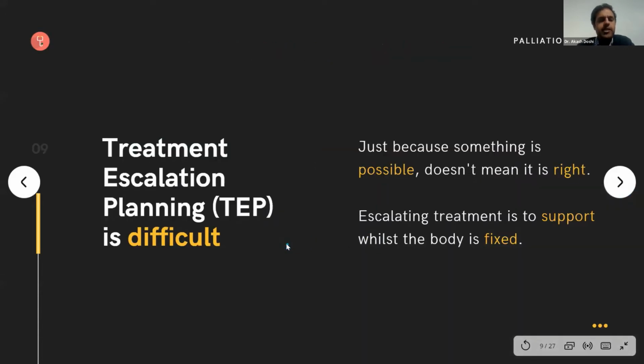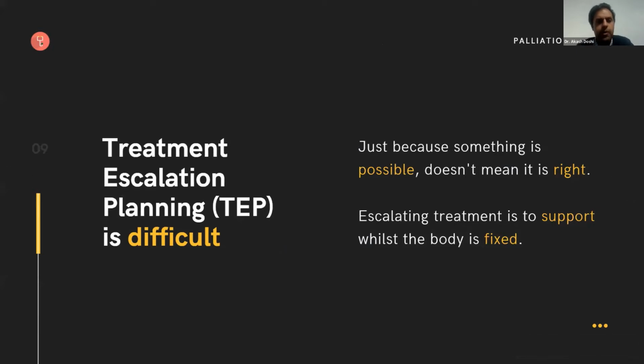Treatment escalation planning is difficult. There's no question about it, because there's lots of things that are possible. But just because something is possible doesn't mean it is right. The idea is that we're escalating treatment to support the body, right? All of the things that I told you are things that support the organ system.